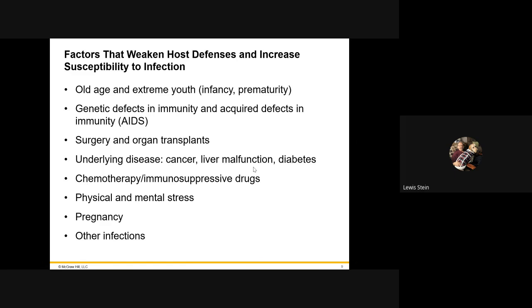So, old age and extreme youth, understand that. People with a genetic disease, genetic immunity problems, or a disease that compromises them, if they had a transplant or things like that, fresh post-operative, their body's busy trying to help itself. Underlying diseases, cancer, self-explanatory. The liver makes all your wonderful proteins and all those antibodies and things that protect you. Diabetes, diabetes, diabetes, for 1,000 reasons.